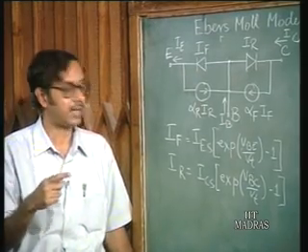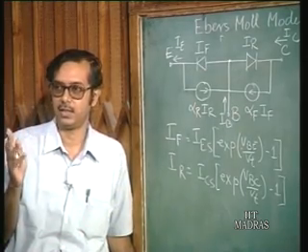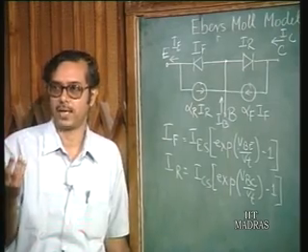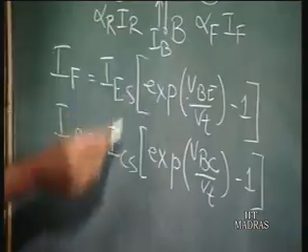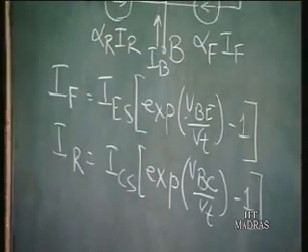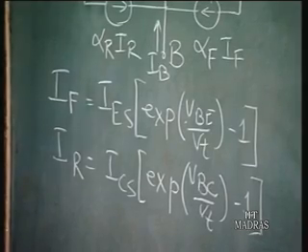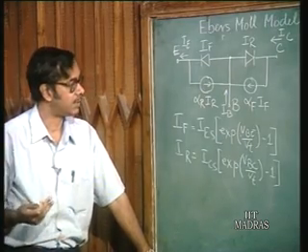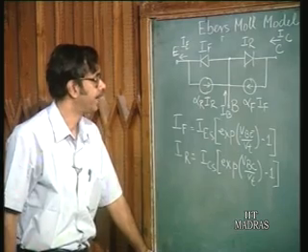In order to do that, we see that we have 4 parameters which have to be known beforehand, that is IES, ICS, alpha f and alpha r. If you know these parameters, you will be able to evaluate the terminal currents. So, now let us see what these parameters depend on. We shall go ahead in developing this model.